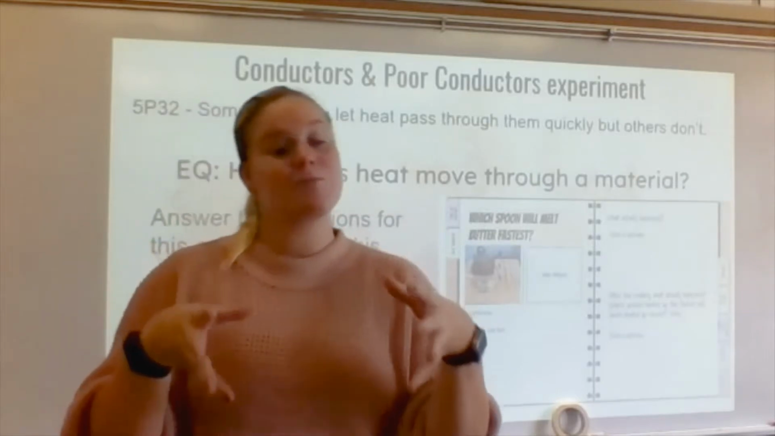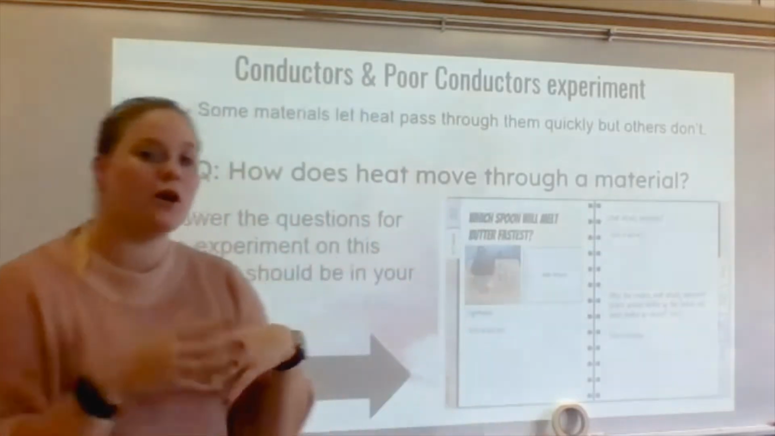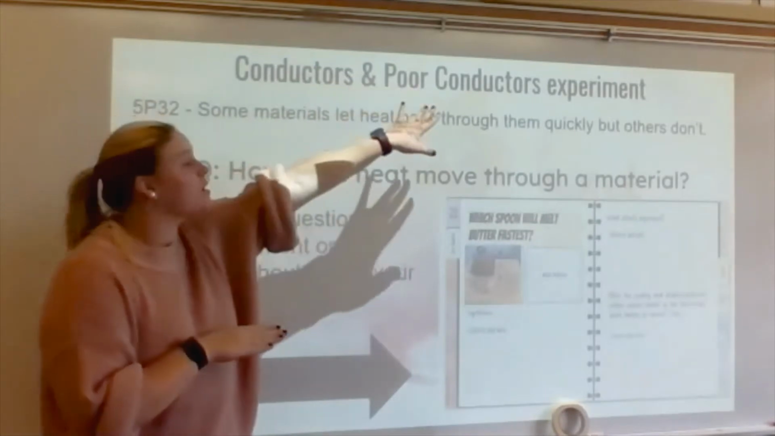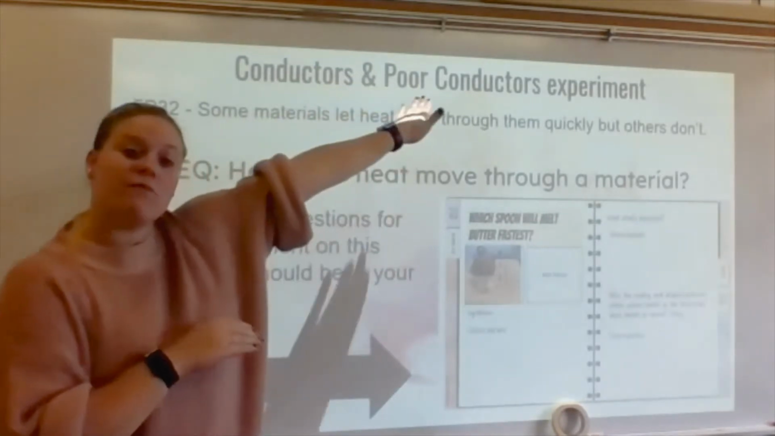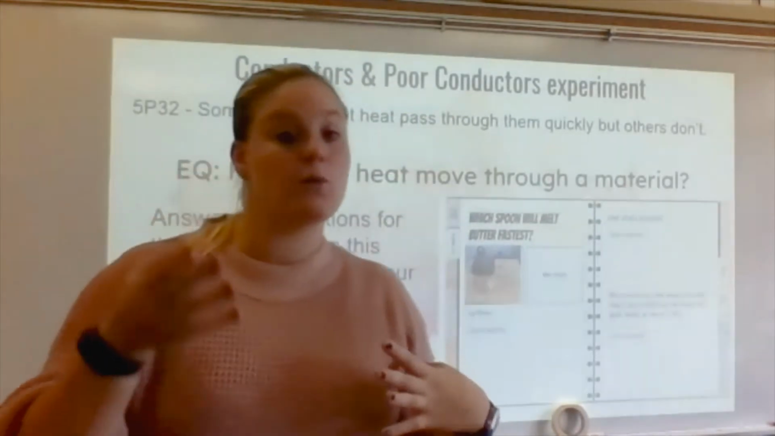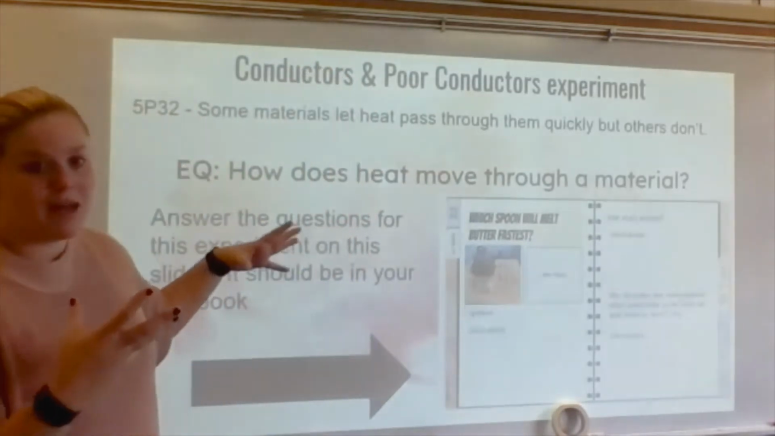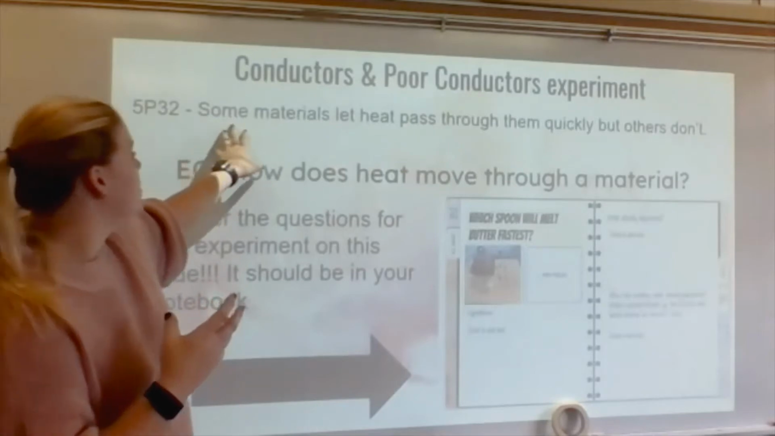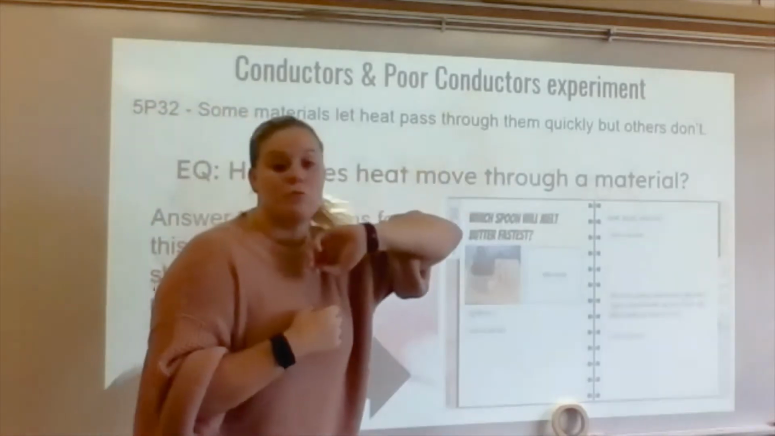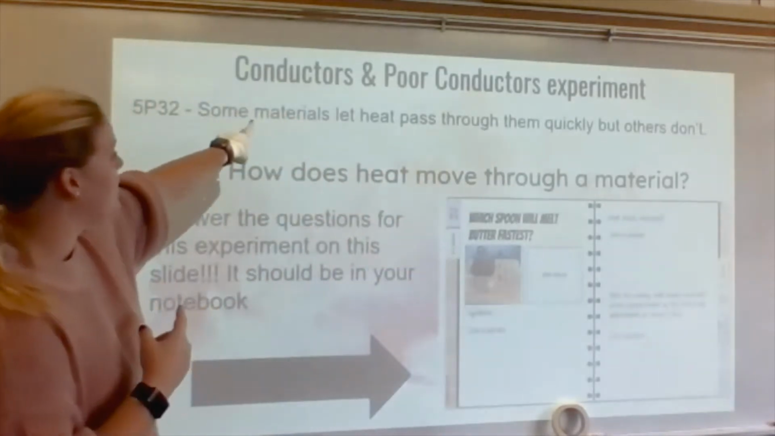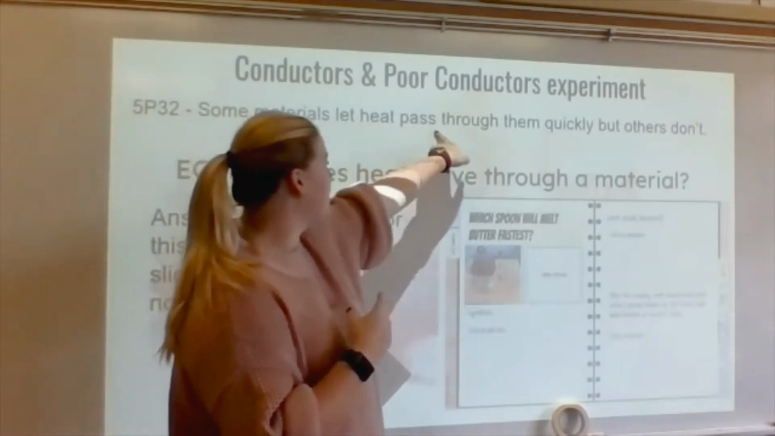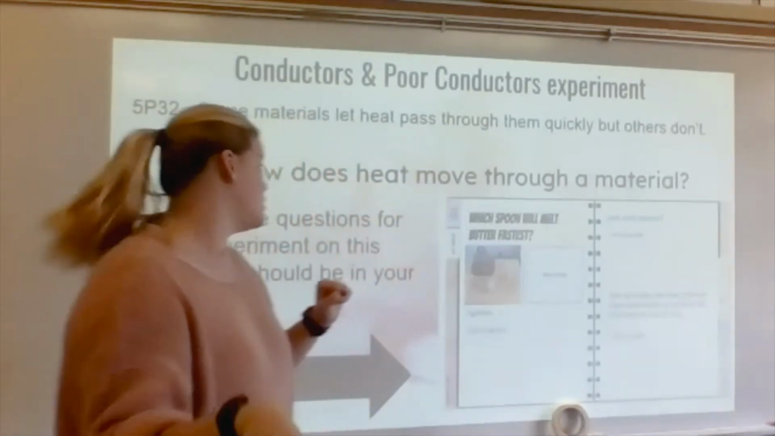We're going to be doing another experiment. Today we are going to be going over our conductors and poor conductors experiment. Another name for poor conductors is an insulator, which we are going to figure out today. So the main question you're going to be asking yourself today is, how does heat move through materials? We're going to be looking at some materials that let heat pass through them quickly and others that don't.